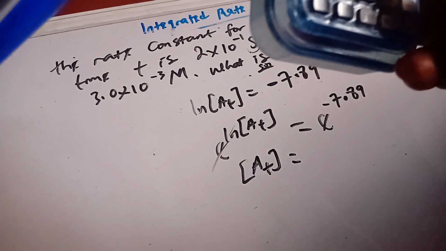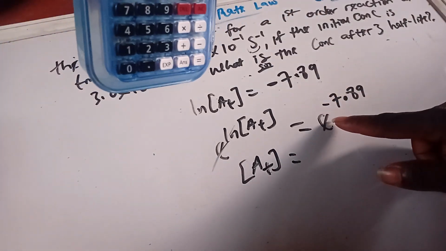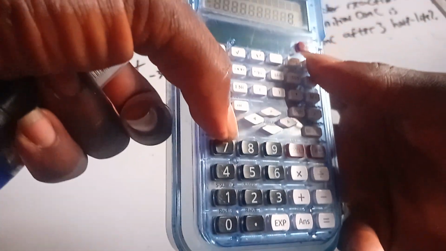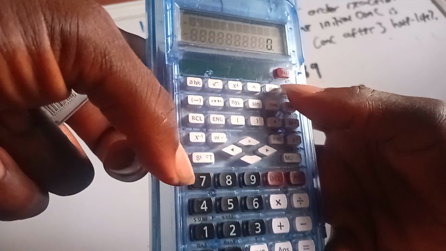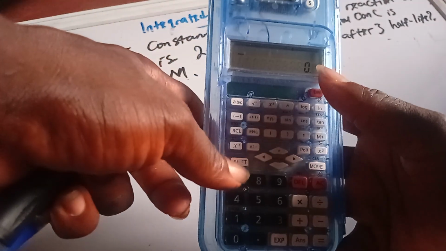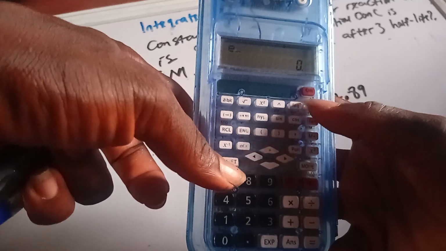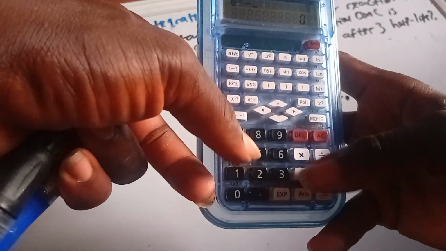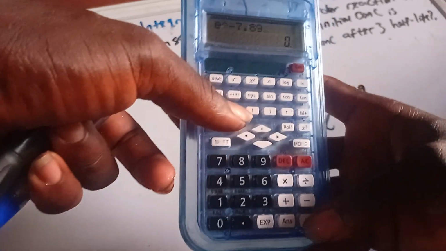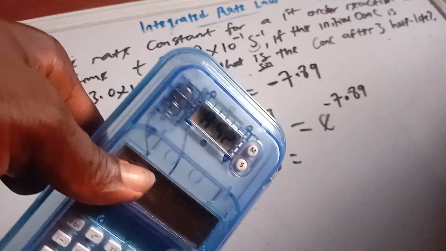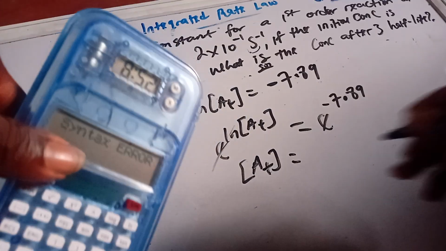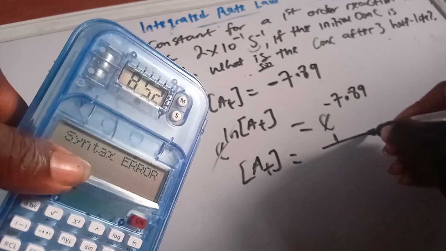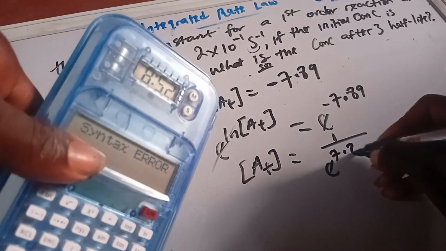So in your calculator, how do you press e? That's shift ln, or arc ln, whatever. Shift ln can be used to turn to e. Here you have shift ln, and you can see e raised to the power minus 7.89. I'm coming. It's showing an error here. This is how we are going to do it then. Equals 1 over e raised to the power 7.89.